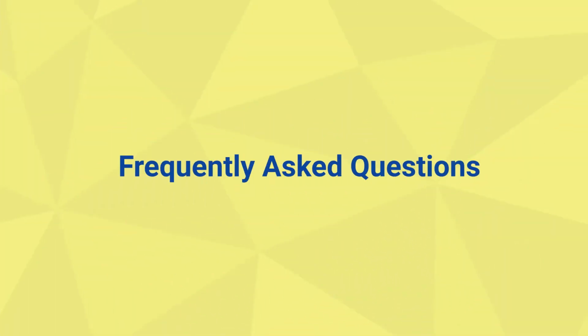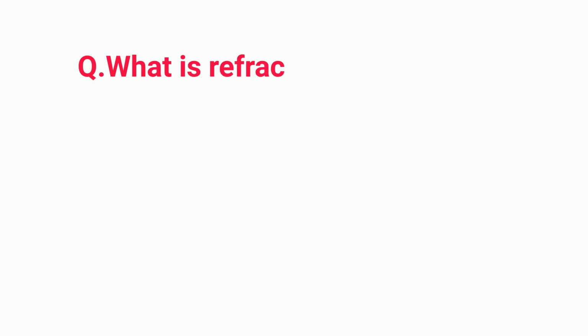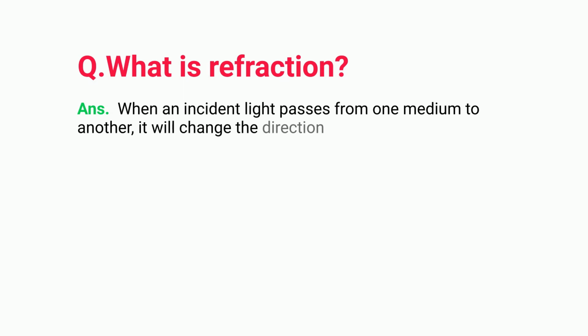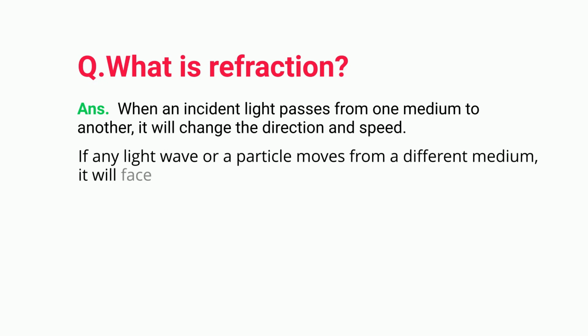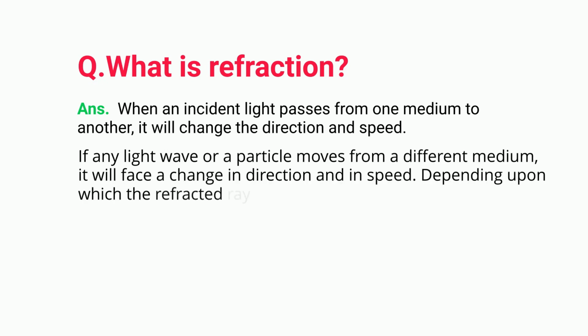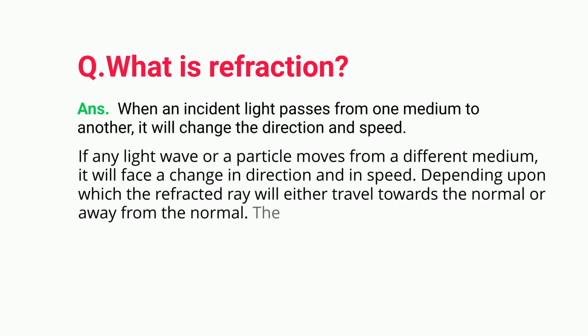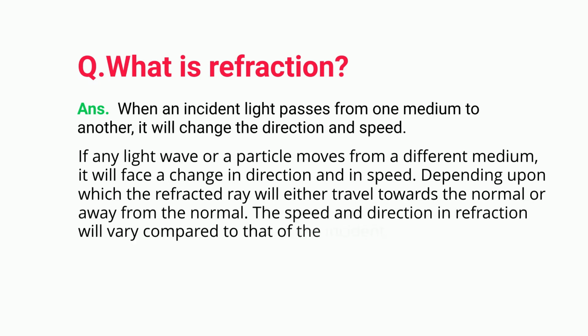Frequently asked questions. What is refraction? When an incident light passes from one medium to another, it will change the direction and speed. If any light wave or a particle moves into a different medium, it will face a change in direction and in speed, depending upon which the refracted ray will either travel towards the normal or away from the normal. The speed and direction in refraction will vary compared to that of the incident light.